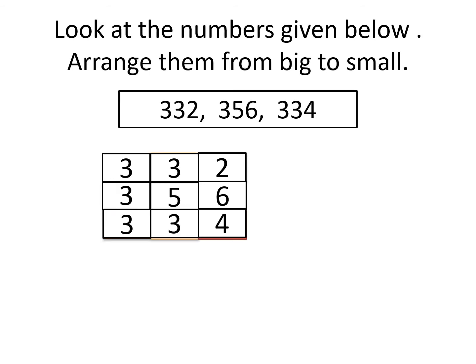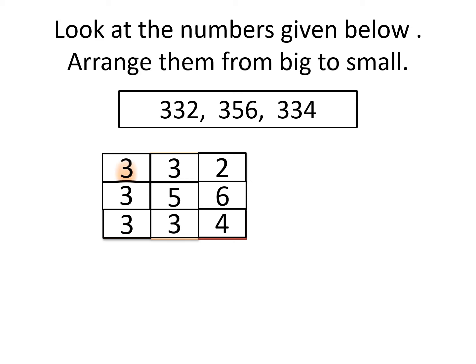Okay? Okay. Now look at the numbers I give below. Arrange them from big to small. Okay, the numbers are 332, 356, and 334. This one is simple number only. We don't have thousand. So all of them have 3-digit numbers. So you do a block like this, straight line. All the numbers you write down like what I show you here. Okay? 332 first, and then 356, and then 334. So now we want to find from big to small. So we have to have big number first.